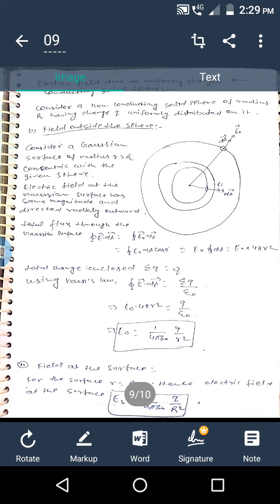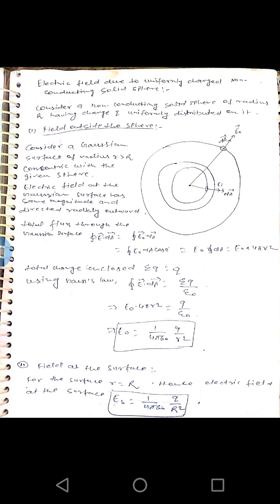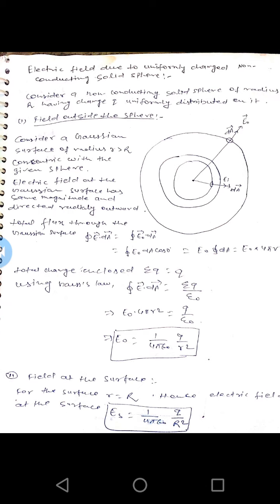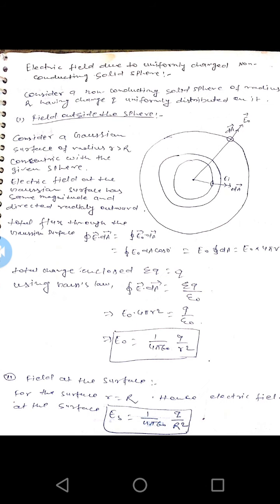Now, the fifth application of Gauss law. Electric field due to the uniformly charged non-conducting solid sphere. This is the non-conducting solid sphere having radius R and total charge Q. Now, consider a Gaussian surface of radius r, and r greater than capital R, that is the small r greater than capital R. The Gaussian surface is outside the given solid non-conducting sphere. Now the total charge inside the Gaussian surface is Q.